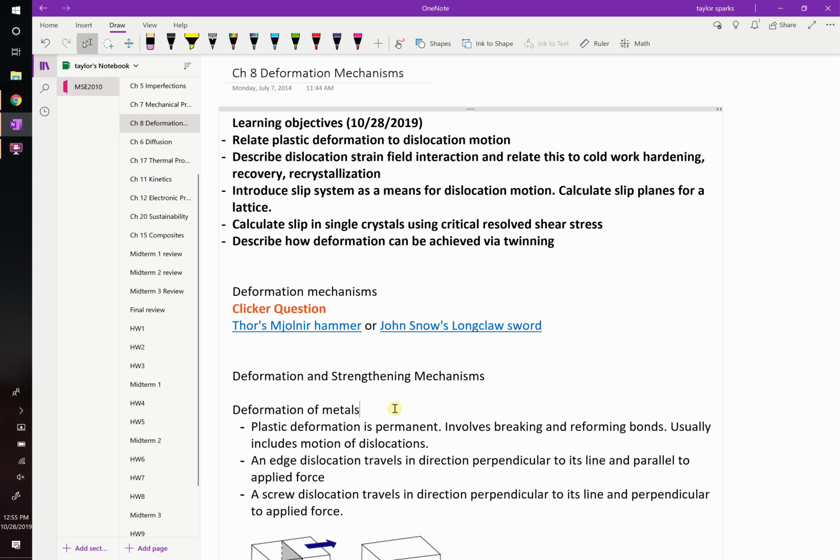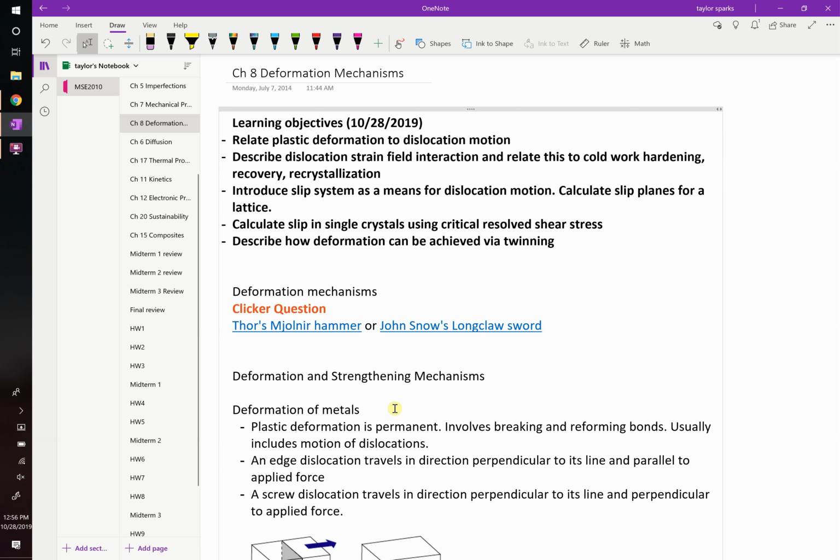We finished chapter 7 last time, and we ended talking about Weibull modulus. If we have time, we'll go back and do a few more examples of that today. We'll see how far we get. We're going to try and cover roughly the first half of chapter 8, though.